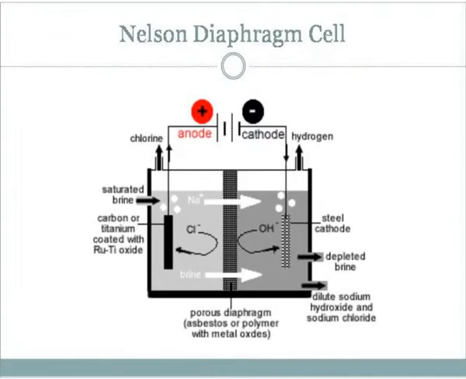Diaphragm cell method. Sodium hydroxide is produced by the electrolysis of sodium chloride solution, that is called brine solution. Electrolysis means converting electrical energy into chemical energy.